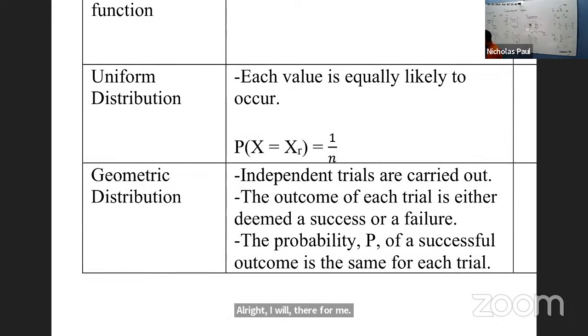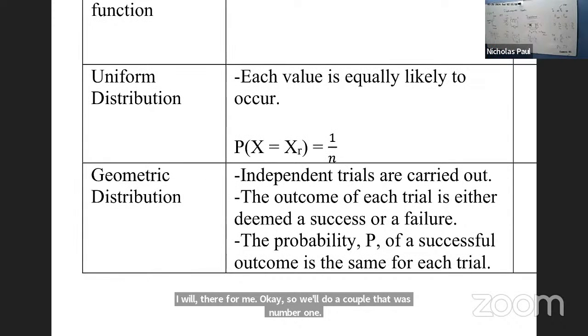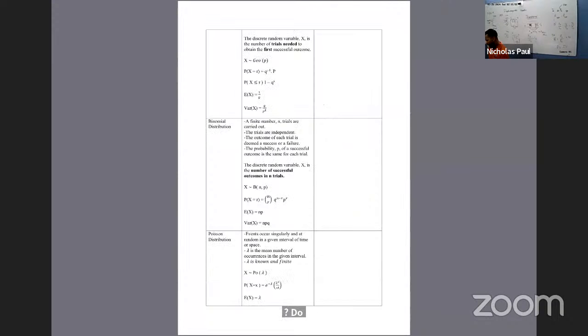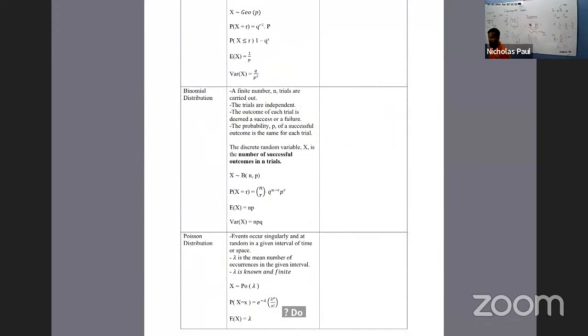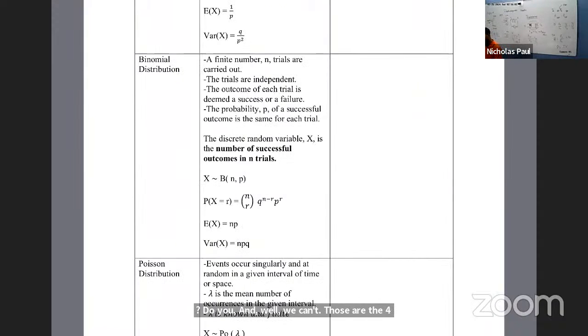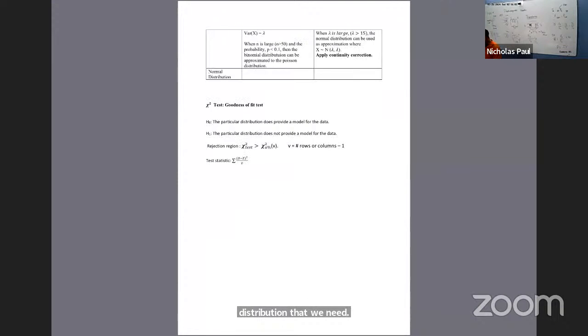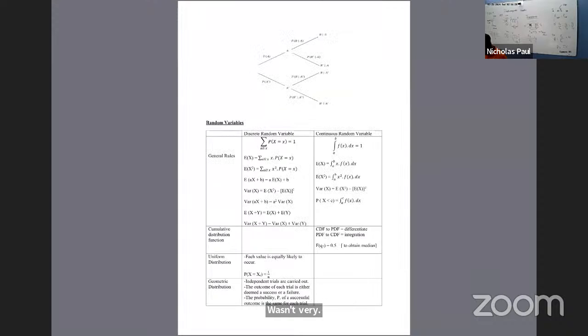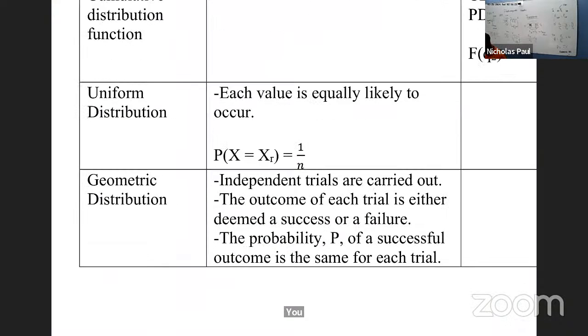There are four distributions that we need to learn for discrete variables: uniform, geometric, Poisson, and binomial, which we did already. For continuous variables, we mainly need to learn the normal distribution, right? We are learning the normal distribution. That's going to the conditions for uniform.